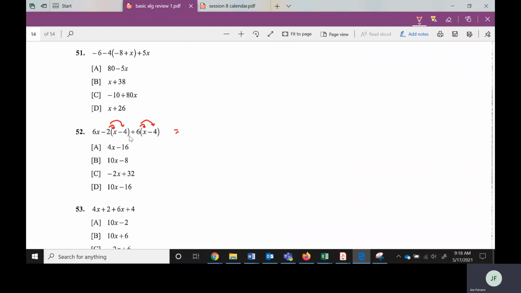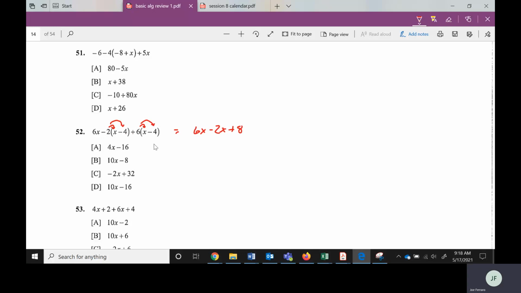Okay, so the 6x is all by itself. And we have a minus 2 times an x. So that gives you minus 2x. Then we have a minus 2 times a minus 4. Minus minus gives you positive. 2 times 4 is 8.